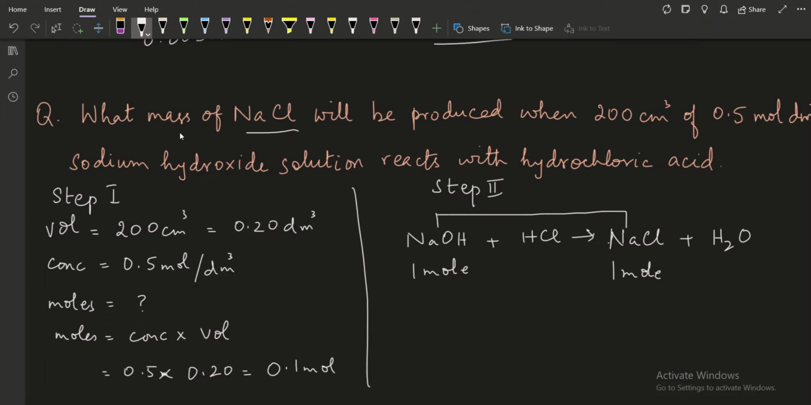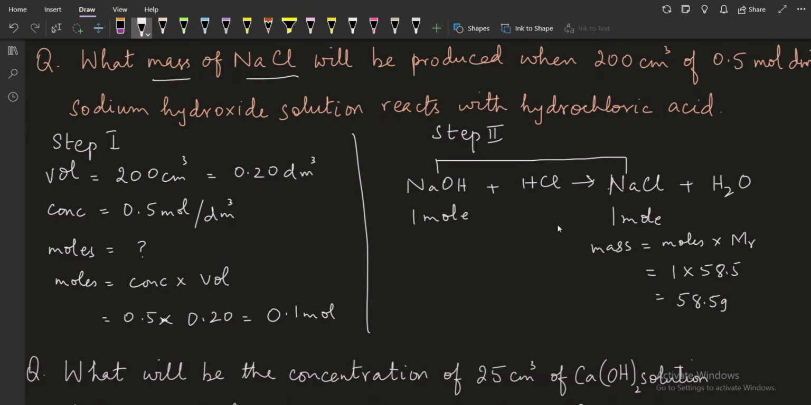they have asked us to calculate the mass. All right, so we have to change mole into mass. So what is the formula to calculate mass? Mass is equal to moles multiplied by Mr, which is 1 mole multiplied by Mr. The Mr for sodium chloride is 58.5, so that makes 58.5 gram. So it means that 1 mole of sodium hydroxide produces 58.5 grams of sodium chloride.